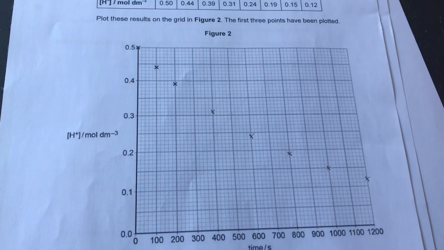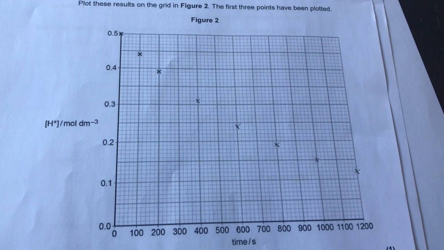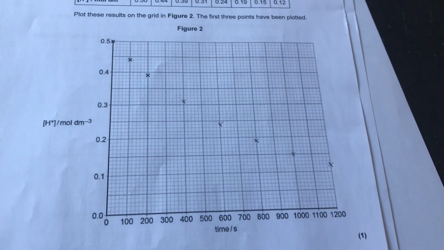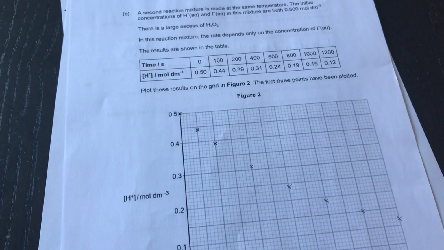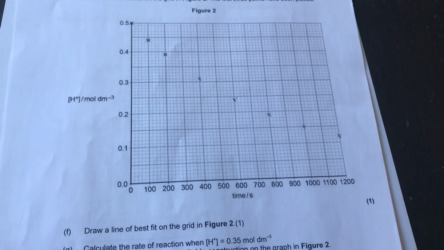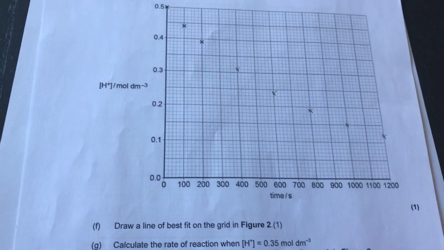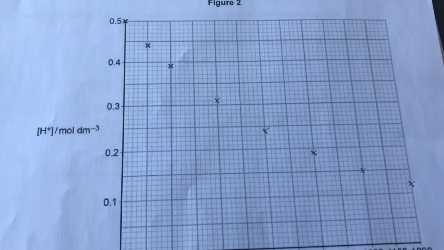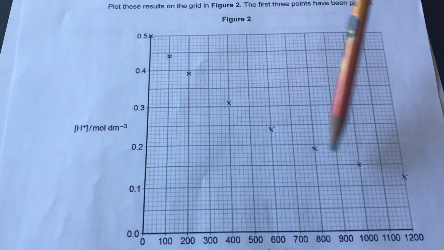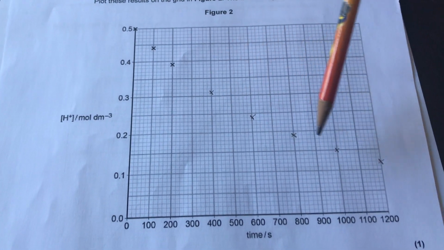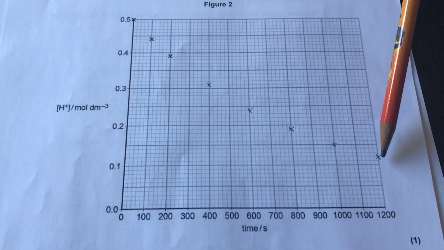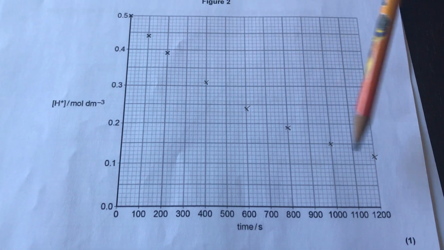E, so you need to plot, which I've already done. That is about as easy as it gets. The axis scales are really simple as well. And then you need to draw a line of best fit on the grid in figure 2. So having a look at this, if you take your ruler to it, because when I was plotting it to begin with, it kind of looked like this might be straight and this last one was an outlier, but when I took a ruler to it, that's definitely not the case.